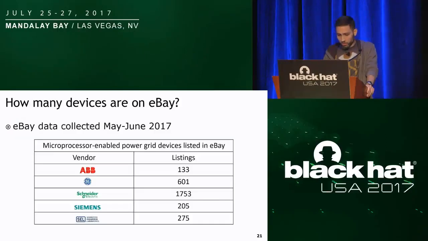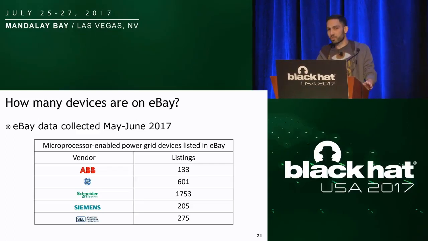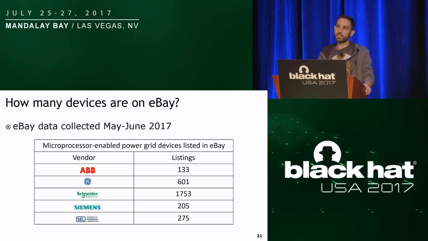Before passing the microphone to Tassos, who will describe the details of the device that we purchased from eBay, the table here shows eBay listing statistics that we gathered earlier in May and June 2017. What we can see here are the listings regarding microprocessor-enabled power grid devices from the 5 vendors with the largest market share. The numbers indicate that there are plenty of opportunities out there for anybody who wants to play with or in general understand the operation and the internal workings of such critical devices. Tasso?